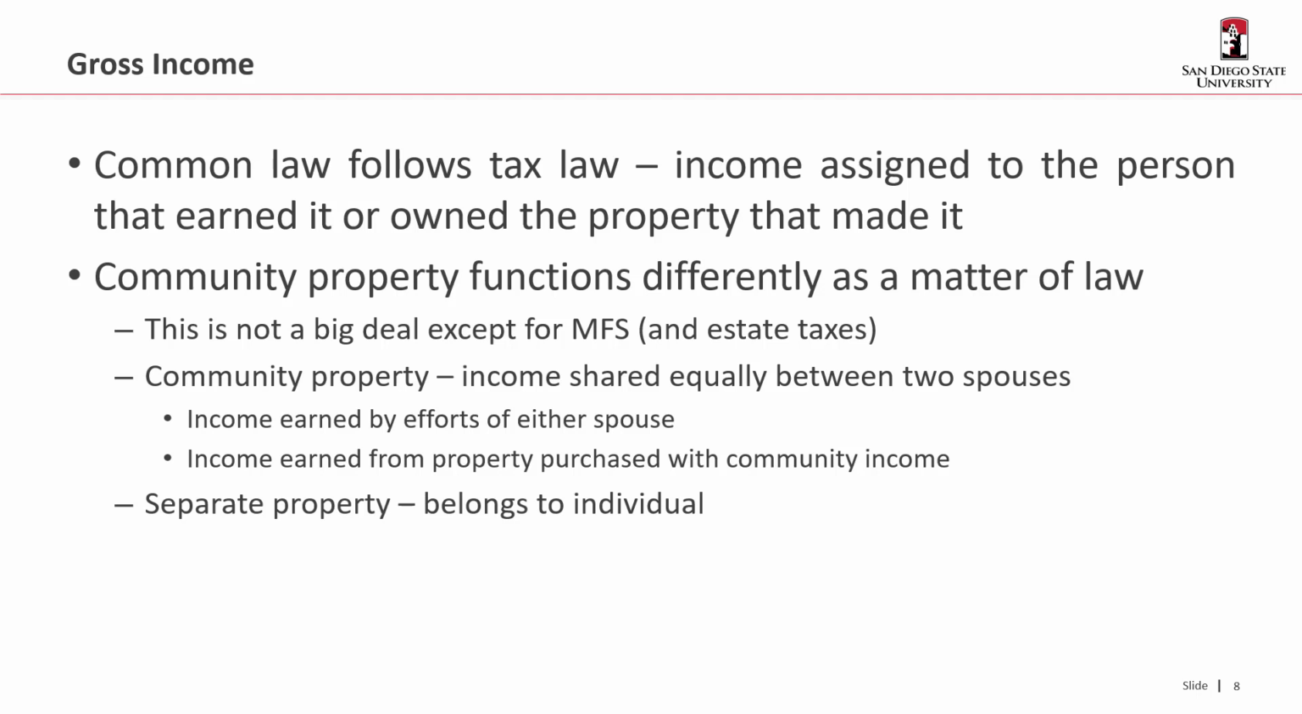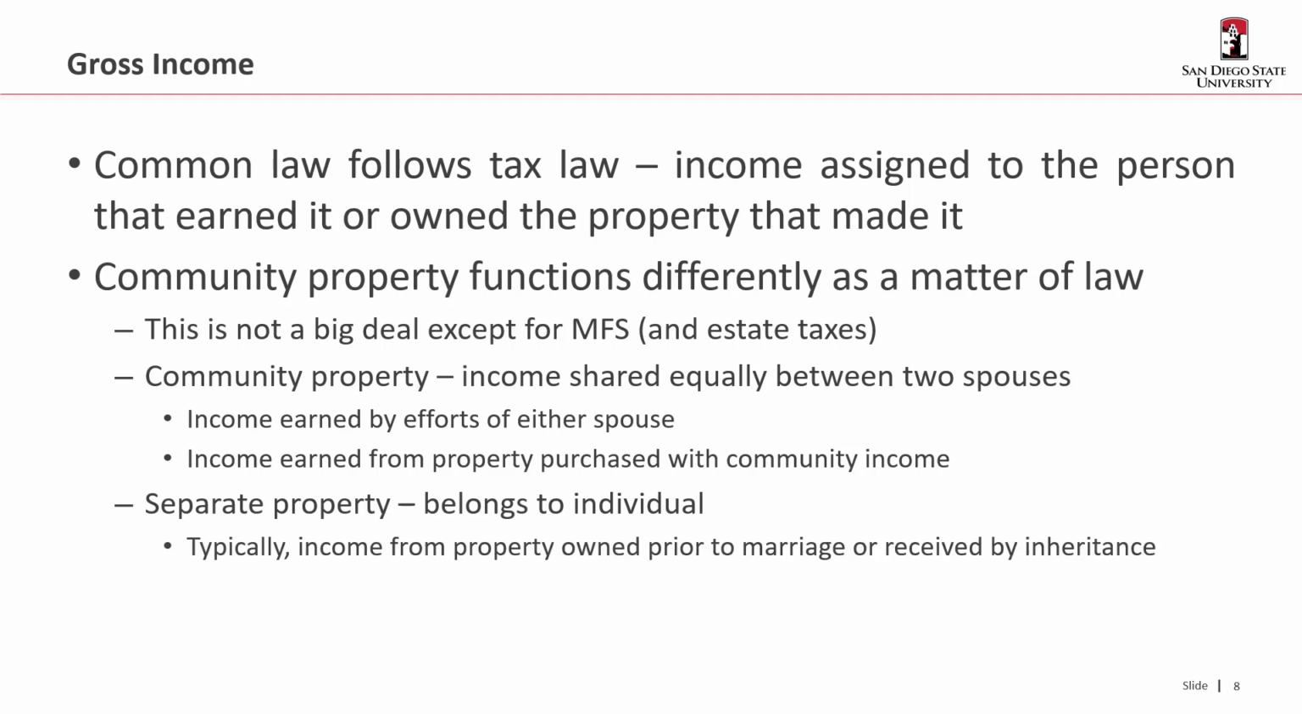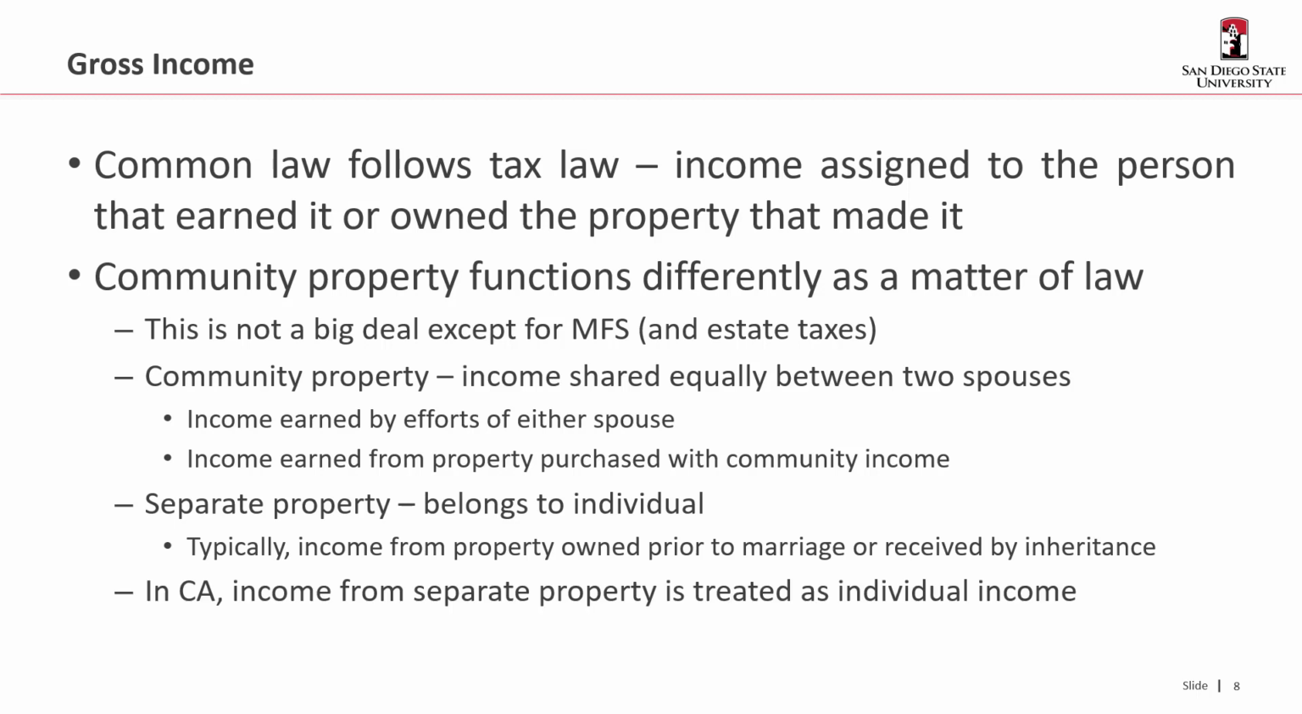So separate property, however, only belongs to the individual. Again, this is in a community property state. So typically, any income from property owned prior to marriage or that happened to be received by inheritance belongs only to the taxpayer that owned it or received it. In California, income from separate property is in fact treated as individual income. So they follow that separate property rule. Because like so many things legal, not all states follow the same rules, even within the community property states.